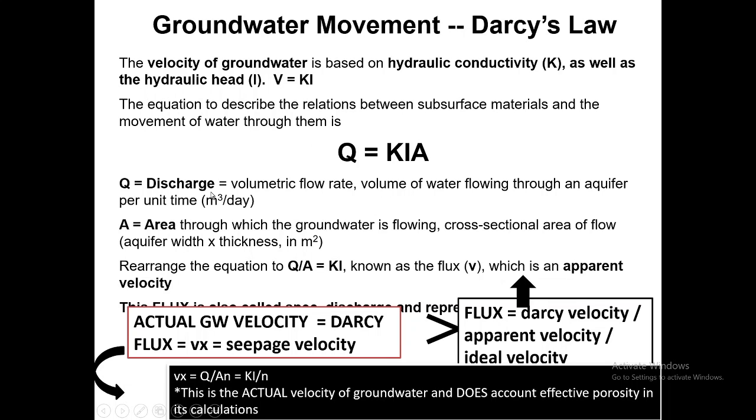Q is the discharge, the volumetric flow rate, the volume of water flowing through an aquifer per unit time. A is the area through which the groundwater is flowing, the cross-sectional area. Now, simply rearranging the equation, Q over A is equal to Ki, known as the flux V, which is an apparent velocity.